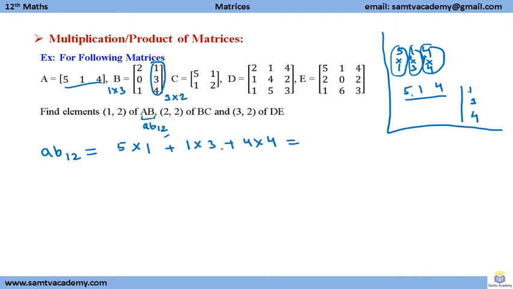19 plus 5, that is 24. Okay, next what do you have to find?